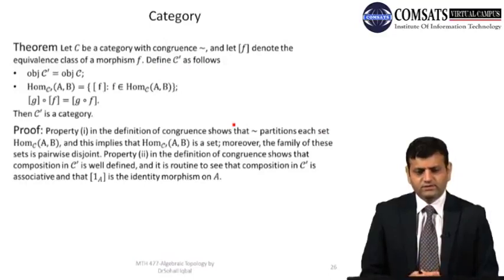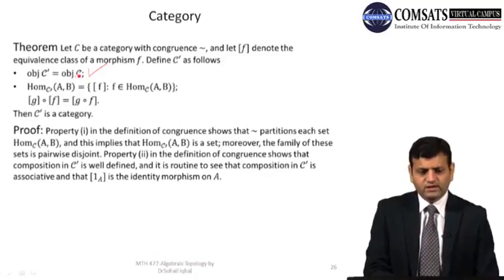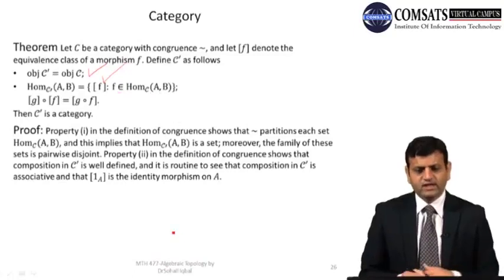So let C be a category with congruence, and let [f] denote the equivalence class of a morphism, and define C prime as follows. We define another category from this congruence, and the objects of C prime are the same as objects of C, but some sort of restriction is there on the morphisms of C prime. So how do we restrict? Because we are taking morphisms from A to B to be the classes of morphisms and not just elements.